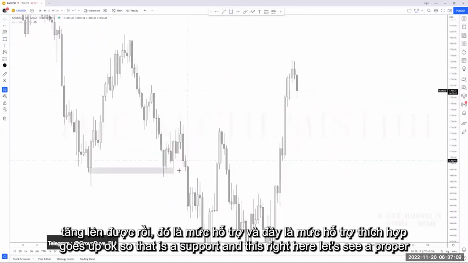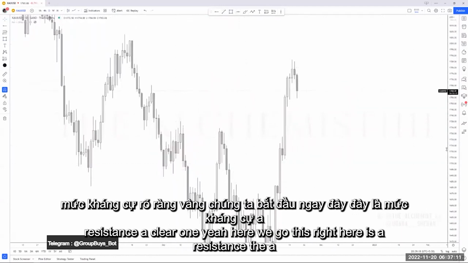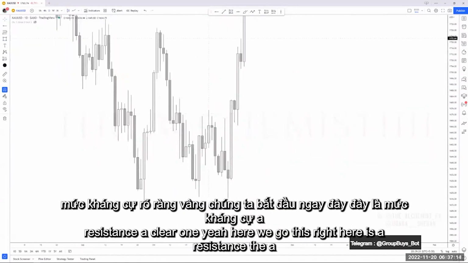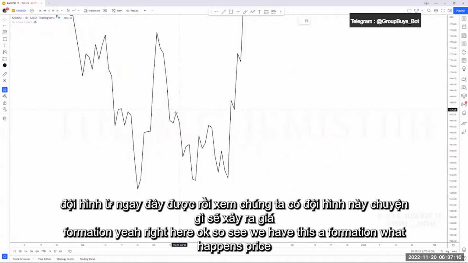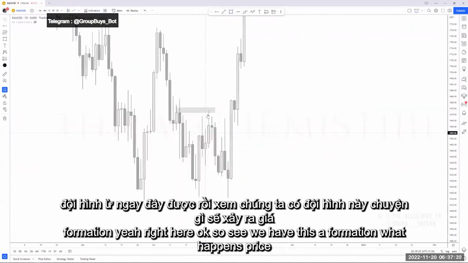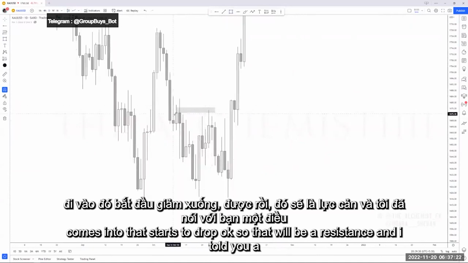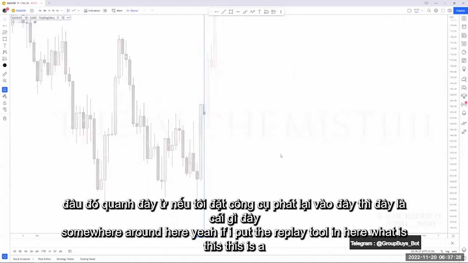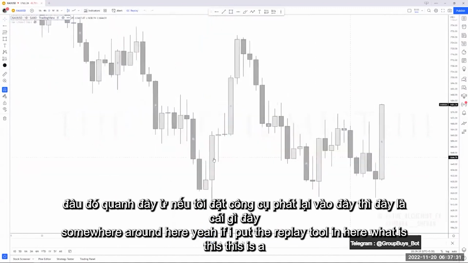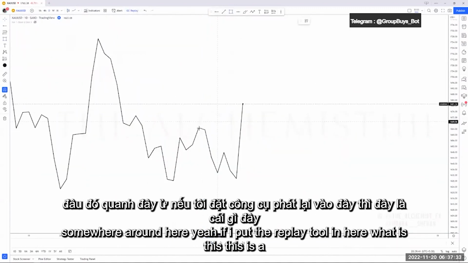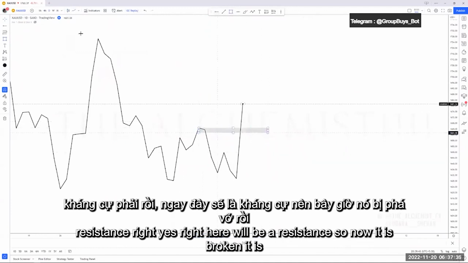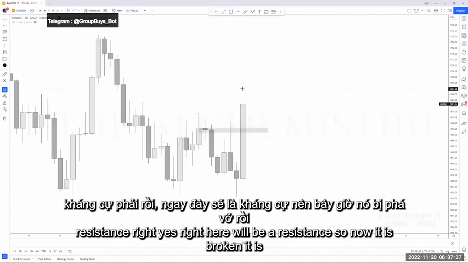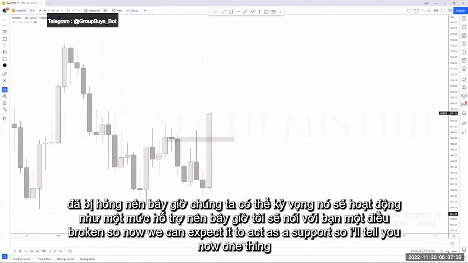And let's see a proper resistance, a clear one. Here we go. This right here is a resistance, the A formation. See there? Right here. What happens? Price comes into that, starts to drop. So that will be a resistance. And I told you, a resistance broken turns into support, right? So if I put the replay tool somewhere around here, what is this? This is a resistance, right? So now it is broken. Now we can expect it to act as a support.